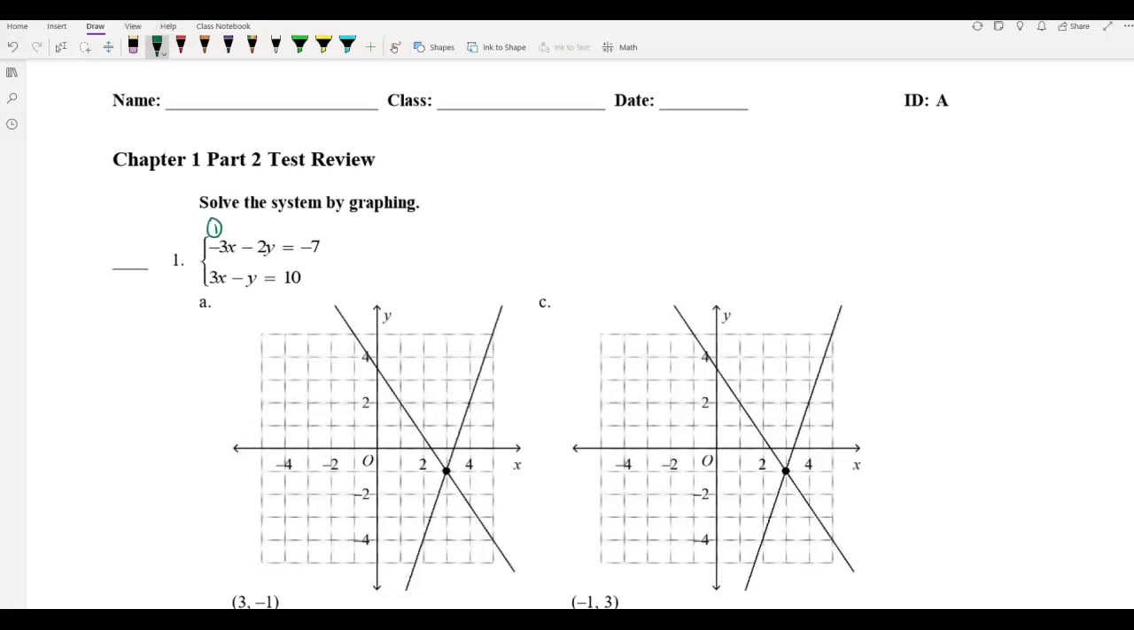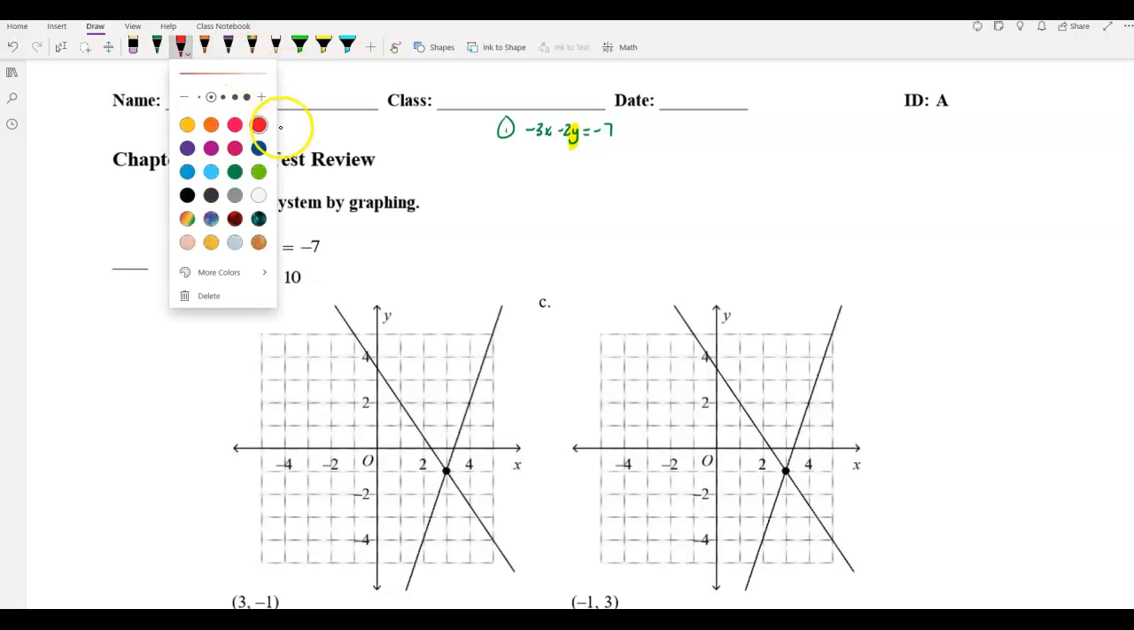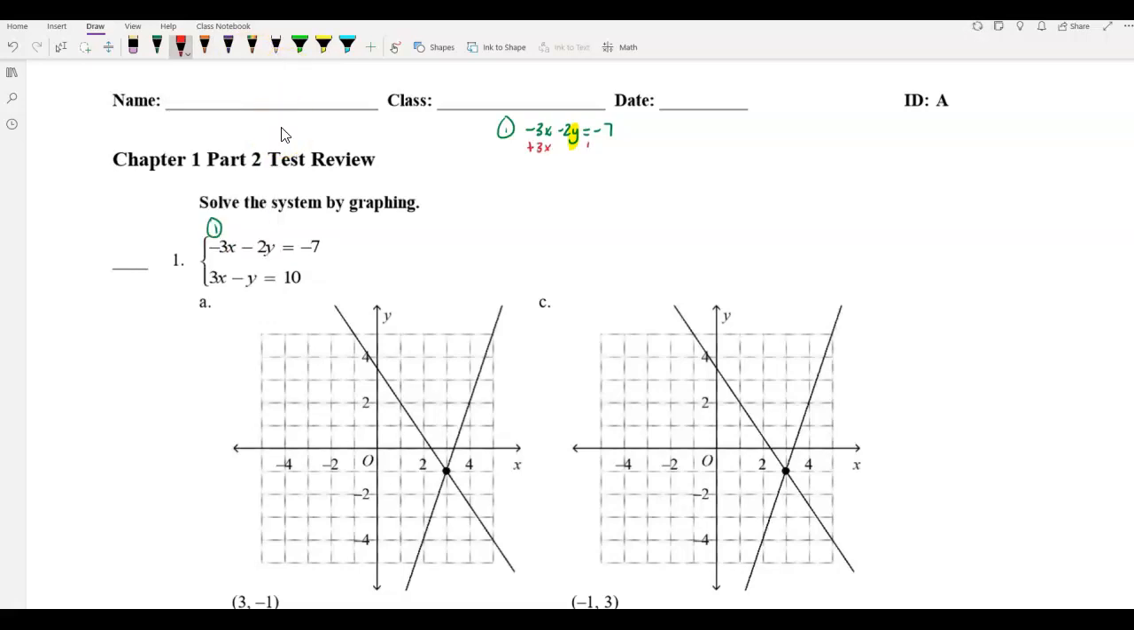So here's equation 1. So I'll go over here and I have negative 3x minus 2y equals negative 7. Once again, our goal is to get y by itself. So I need to add 3x to both sides. When that happens, those 3x's cancel. And now I have negative 2y equals a positive 3x minus 7. Still need to get y by itself, so I divide everything by negative 2. So now I have y equals negative 3/2 x plus 3.5.